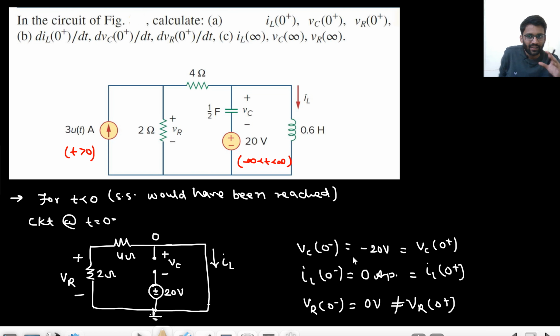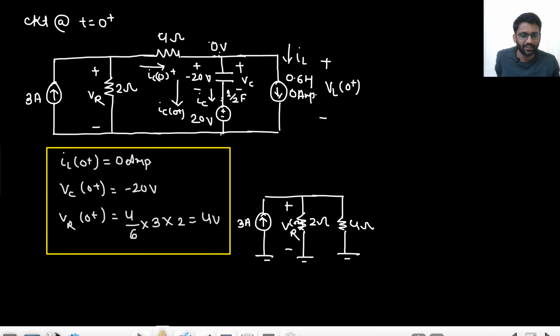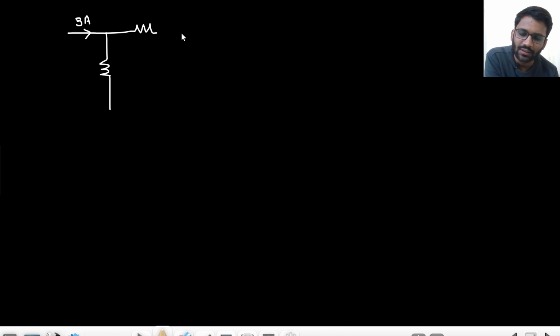Okay, so we at least need 2 equations here, so I will separately draw the circuit. So basically here I have a 3 ampere current source, right? I can make it like this. Then I have a 2 ohm resistance, then I have a 4 ohm resistance, then I have a capacitor, then I have a 20 volt battery. This is the scene. 20 volt battery, this is the capacitor, it is having minus 20 volt with the value of 1 by 2 farad. This is the 4 ohm resistance, this is a 2 ohm resistance, this is my VR.